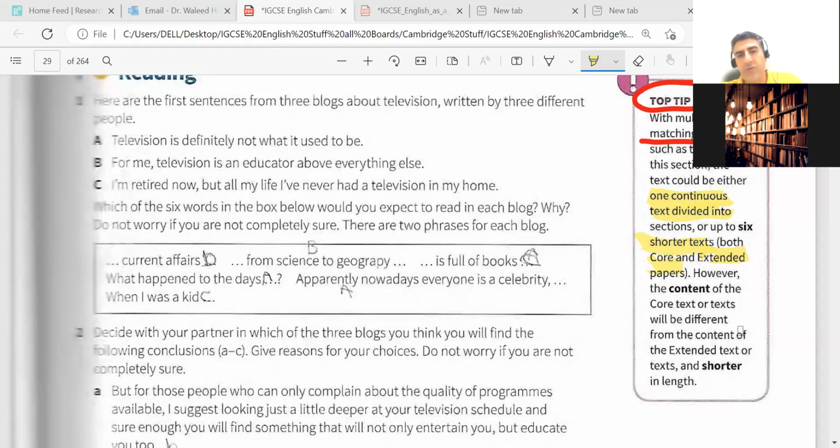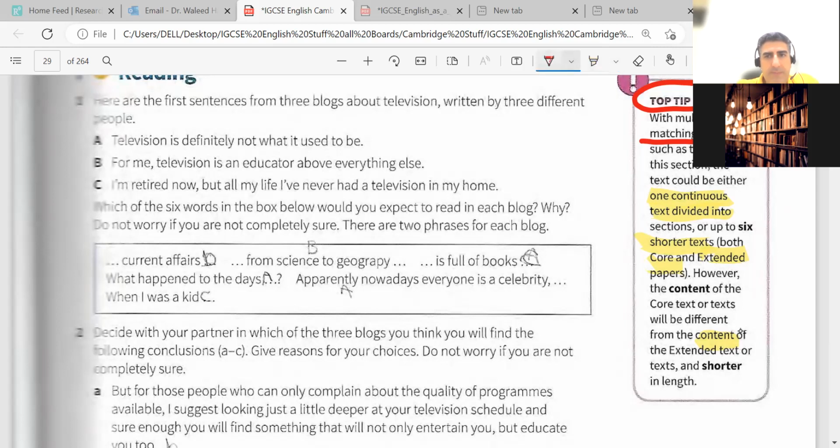So the main difference, as I told you before, between extended paper and core paper is the content itself. Of course, core paper will be shorter in length, right? Means the extended paper will be much longer than the core paper. So here, here are the first sentences from 3 blogs about television, written by 3 different people.